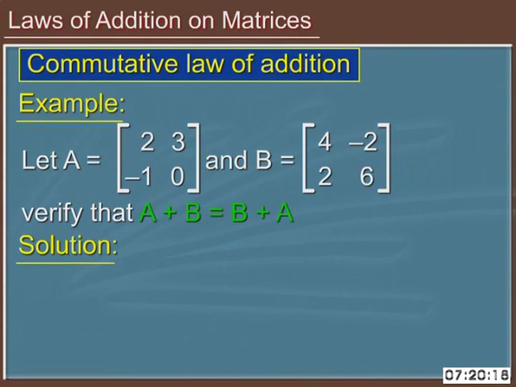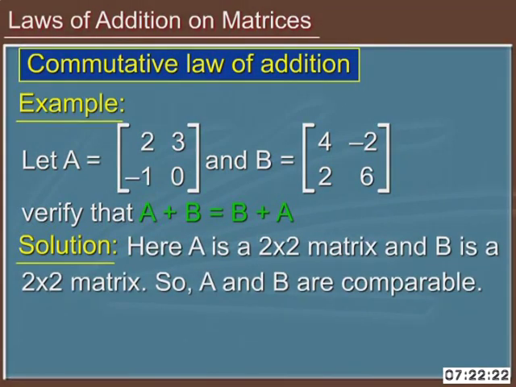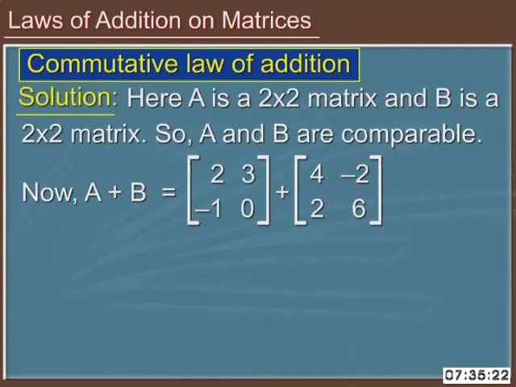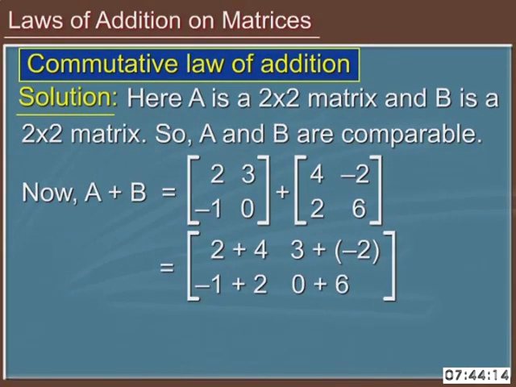Now its solution. Here A is a 2 by 2 order matrix and B is also a 2 by 2 order matrix. So A and B are comparable because the order of matrix A and matrix B is the same. Now A plus B is equal to matrix A plus matrix B, and that will be equal to a square matrix of order 2 having first two elements as 2 plus 4 and 3 plus -2, second two elements as -1 plus 2 and 0 plus 6.